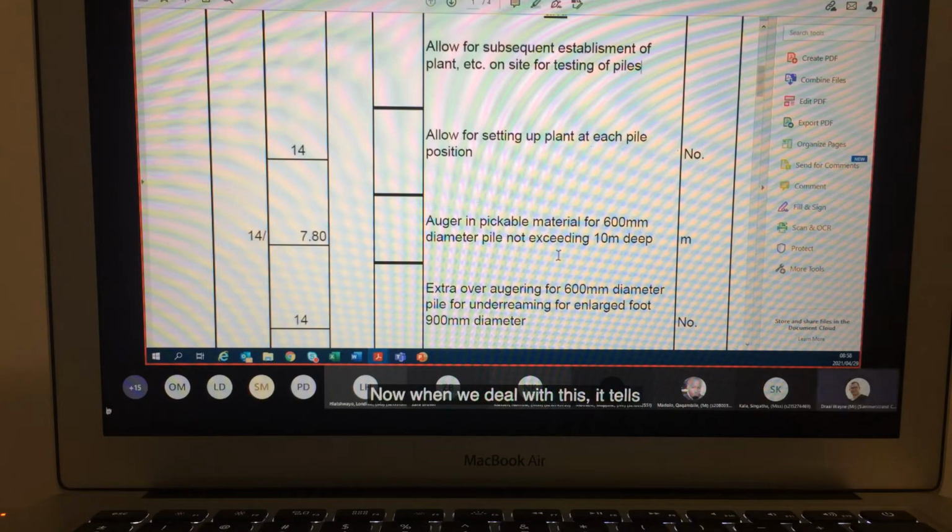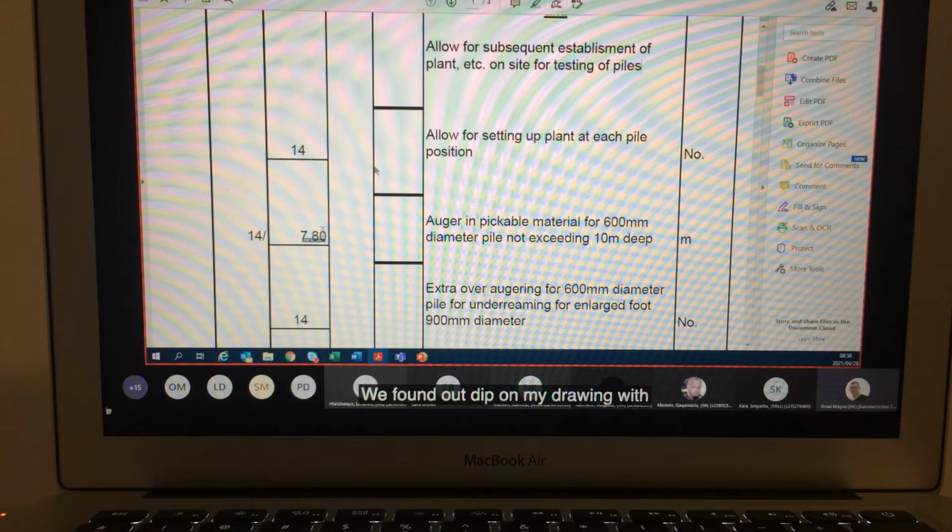Now, when we deal with this, it tells us we would be working in sections not exceeding 10 meters, and then exceeding 10 meters, in intervals of 10 meters for the excavation for piles. So when we excavate and say that this does not exceed 10 meters deep, we have our depth. Where do we find the depth?